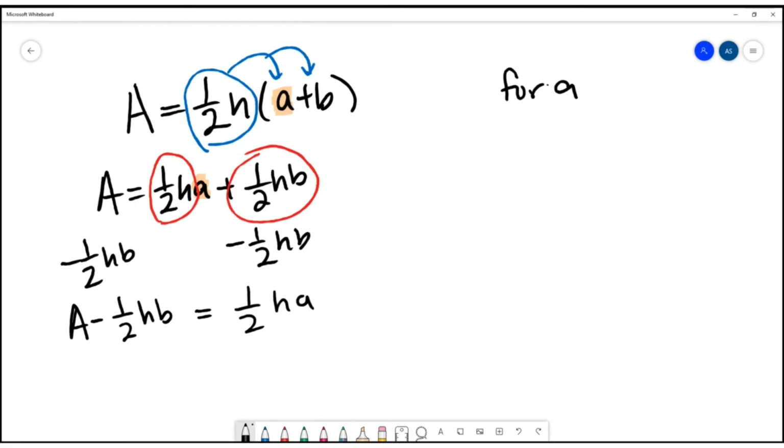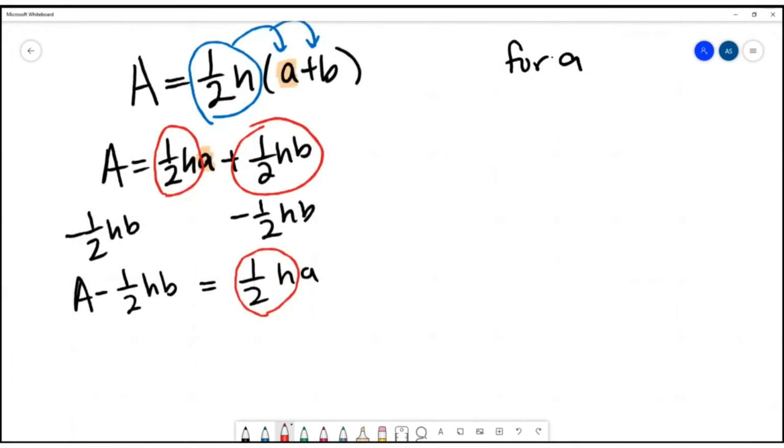So then I want to start removing this 1/2 h. These are multiplied, so I'm not going to use adding or subtracting to remove them. I'm going to do the opposite. So with the 1/2, you can multiply by the reciprocal. I'm multiplying by 2 on both sides.